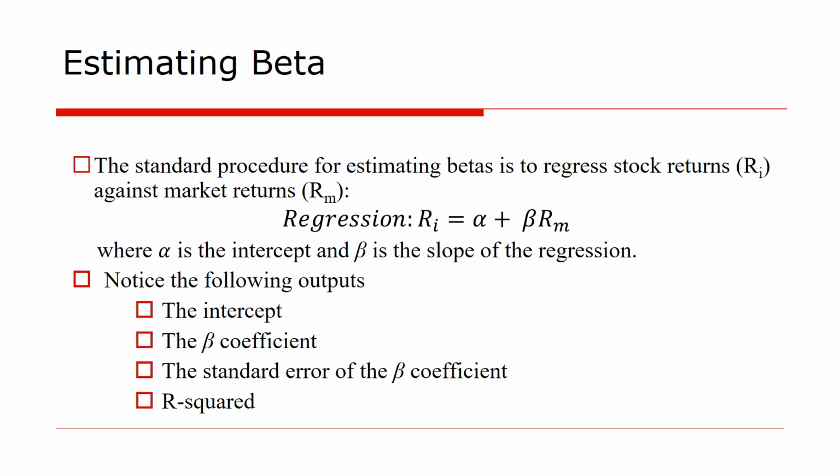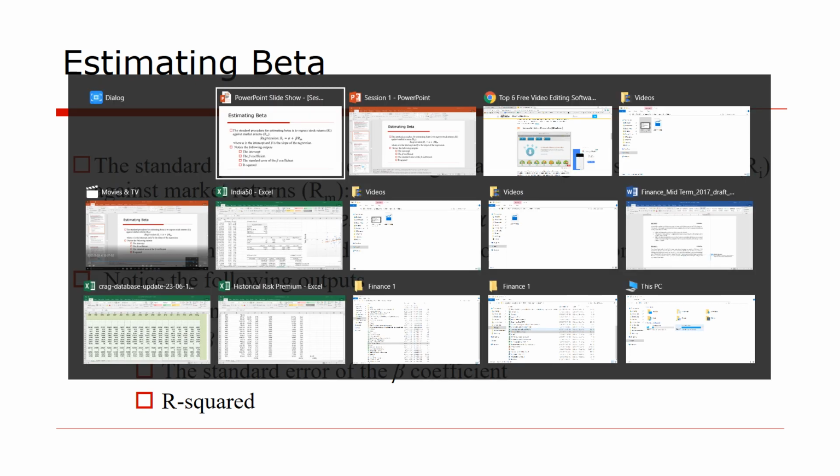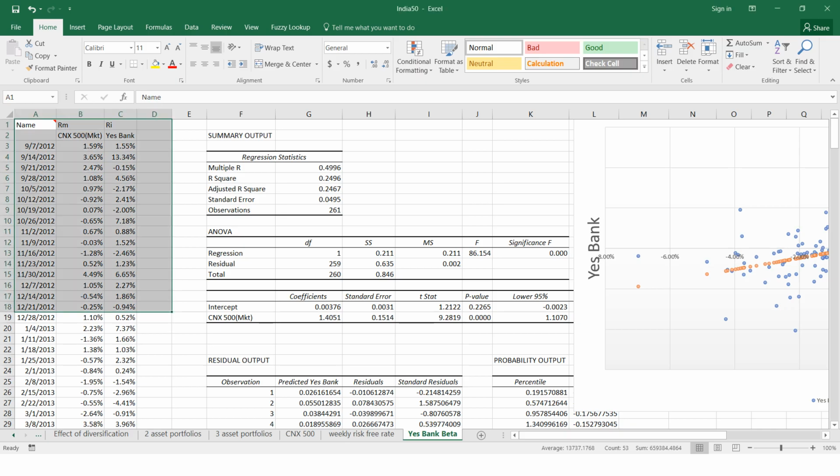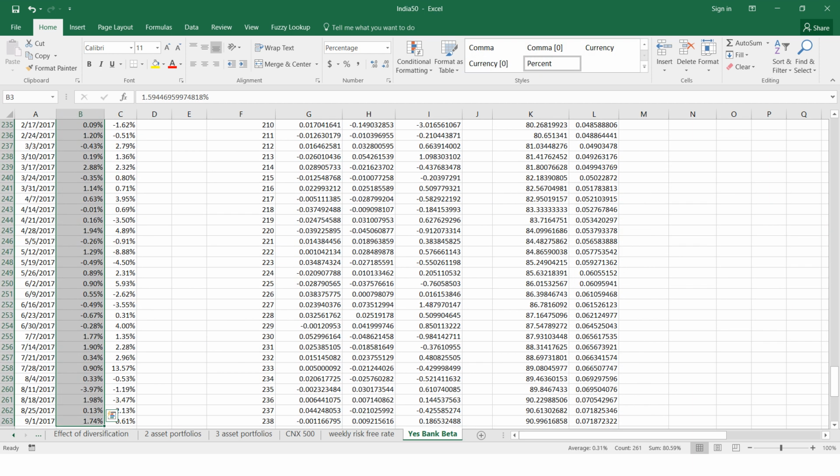Now let's do an exercise where we estimate beta of Yes Bank. I have 5 years of weekly returns of Yes Bank in my spreadsheet, so let me go to that spreadsheet. This is my spreadsheet. These are my returns of market, and I've assumed that the market is CNX 500, and these are my returns for my stock, and I've used Yes Bank as my stock RI. These are weekly returns, and I have 261 observations for 5 years.